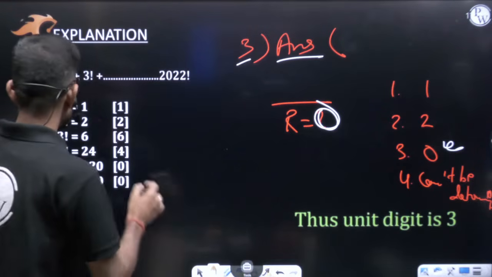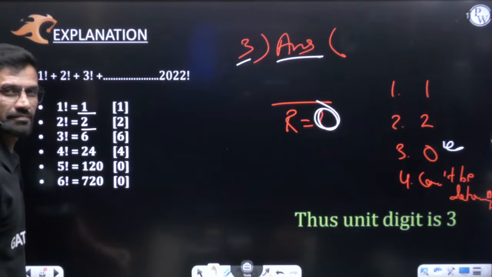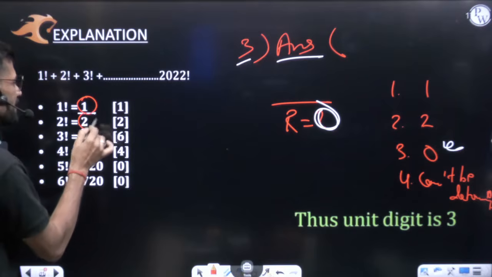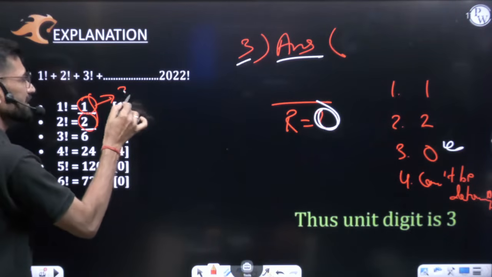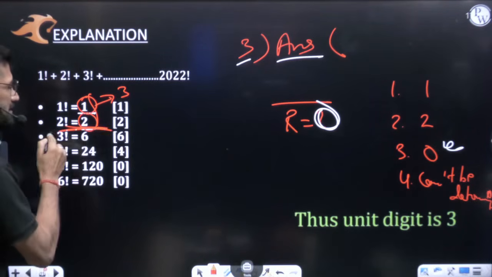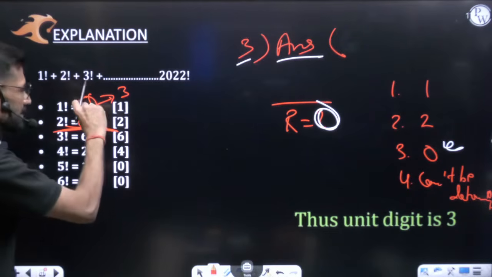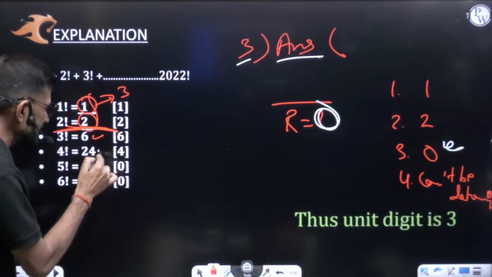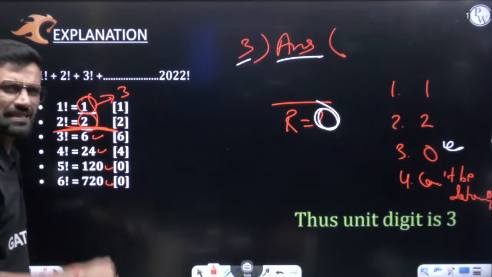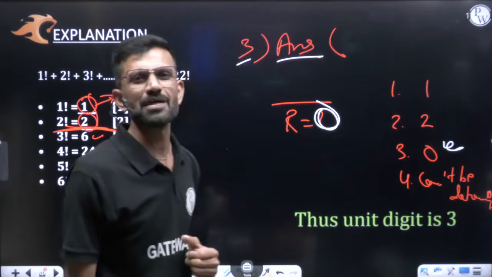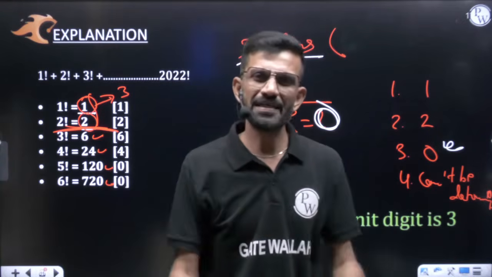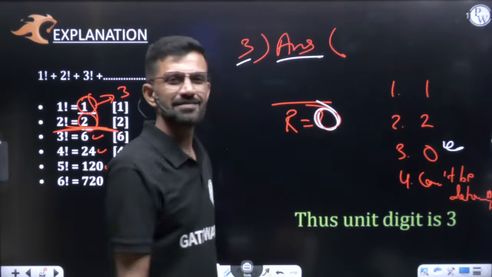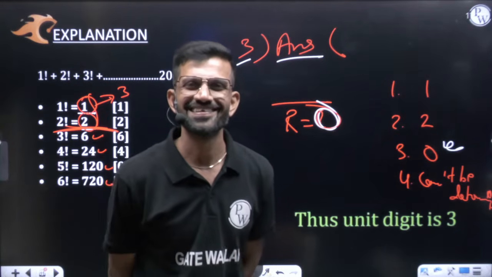Just check here: 1 plus 2. We have 1 factorial as 1, 2 factorial as 2. Add everything: 1 plus 2, you get 3. Up till here, the sum is divisible by 3. After this, whatever factorials we get here are all multiples of 3. These are all 3 into something. Means their sum will definitely be divisible by 3. Means when you divide that answer by 3, the remainder comes 0, because it will be divisible by 3.